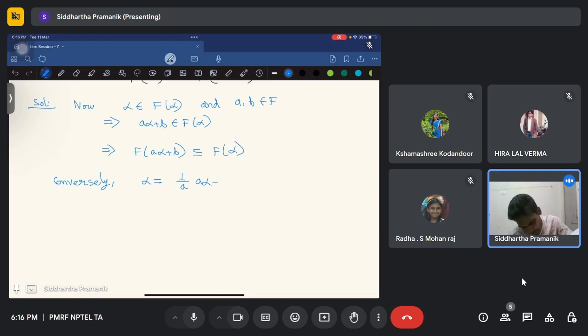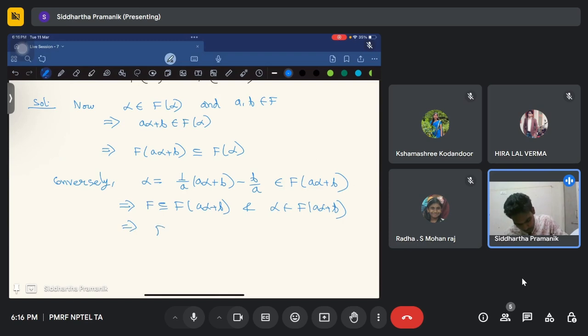and we can write it as 1 by A times (A alpha plus B) minus B by A, and this element clearly belongs to F(A alpha plus B). So alpha belongs to F(A alpha plus B), so that will imply F is a subset of F(A alpha plus B), and alpha belongs to F(A alpha plus B).